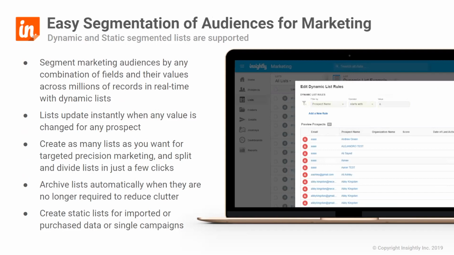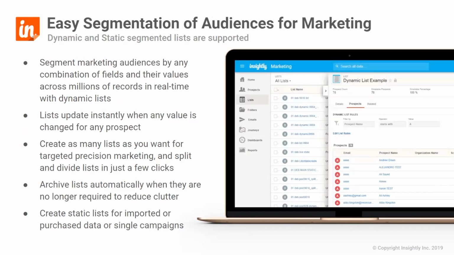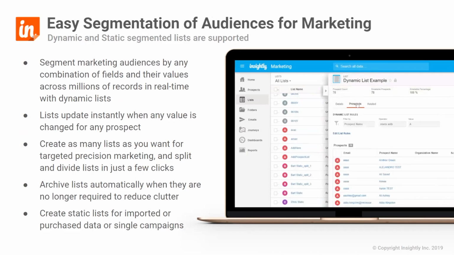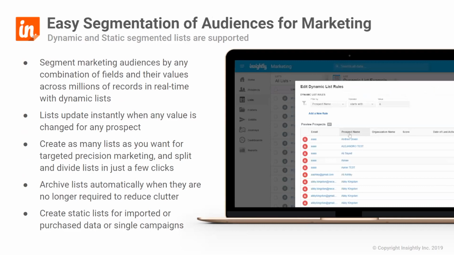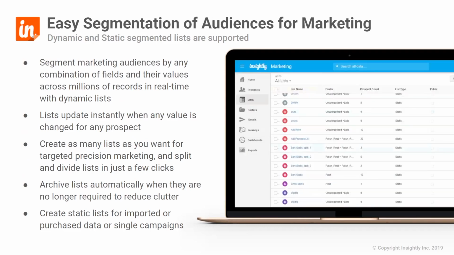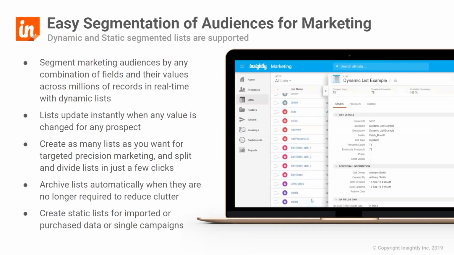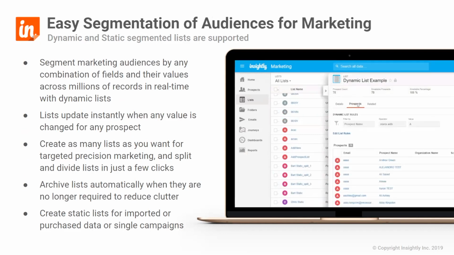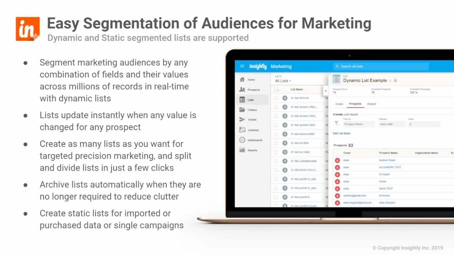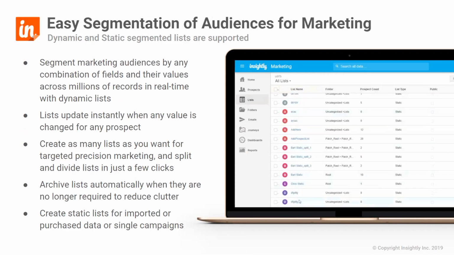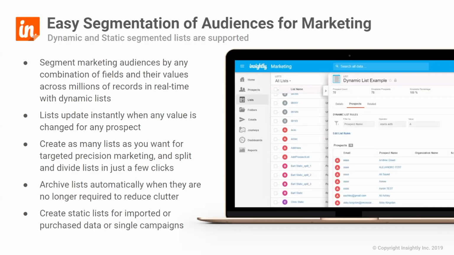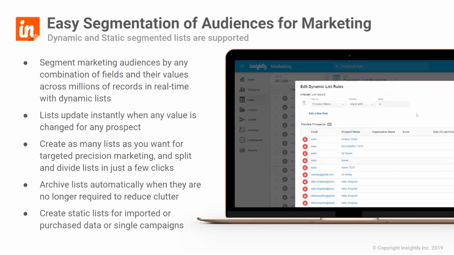Now let's move on to list segmentation. So lists in Insightly are different to audiences in the new revamped Mailchimp. In Mailchimp, a contact can only exist in one audience, and Mailchimp is really an audience-focused marketing tool. Insightly Marketing is a little bit different. We're orientated around what Mailchimp calls contacts and what we call prospects, but they're basically the same thing. They're people. And a prospect can exist in any number of lists that you create in Insightly Marketing.